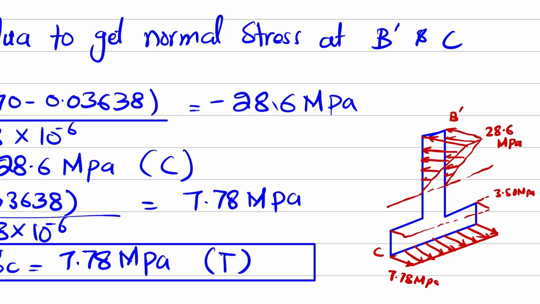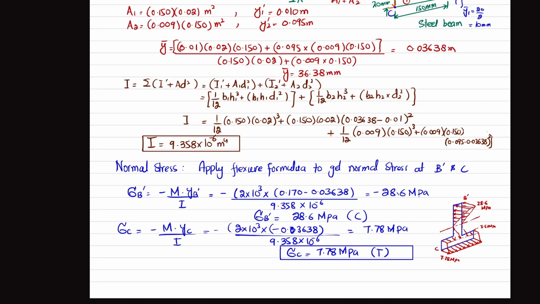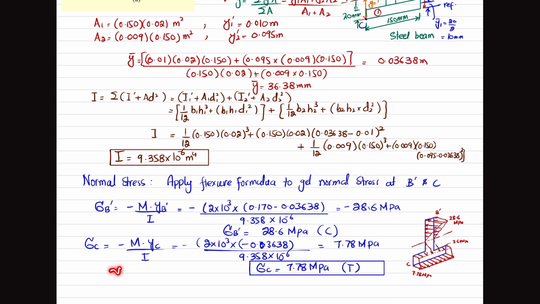So this will be the stress in this portion here, and if you join them, it will be like this. Okay, so from this, the stress will be like this. Clear? How will you find this 3.50 megapascal? If you put distance in this formula, sigma is equal to minus M into y divided by I.